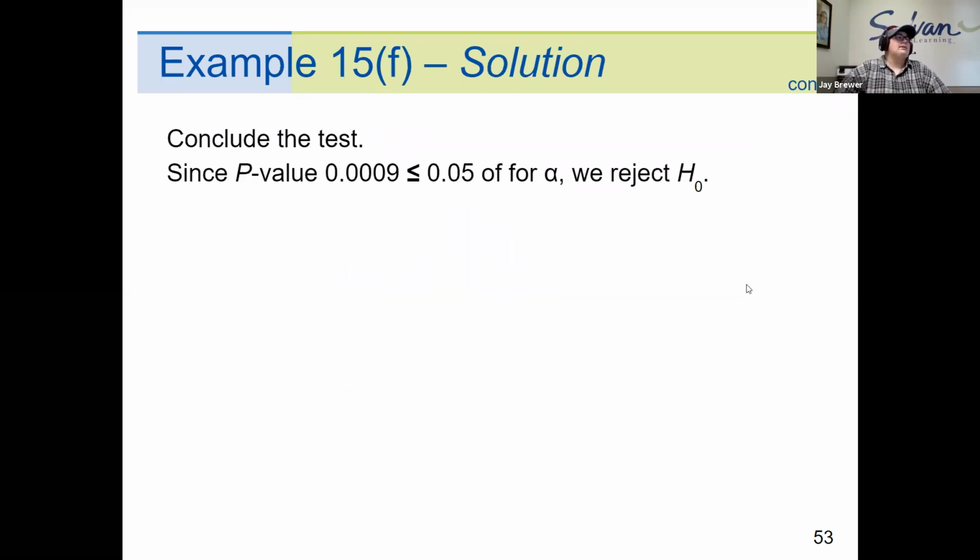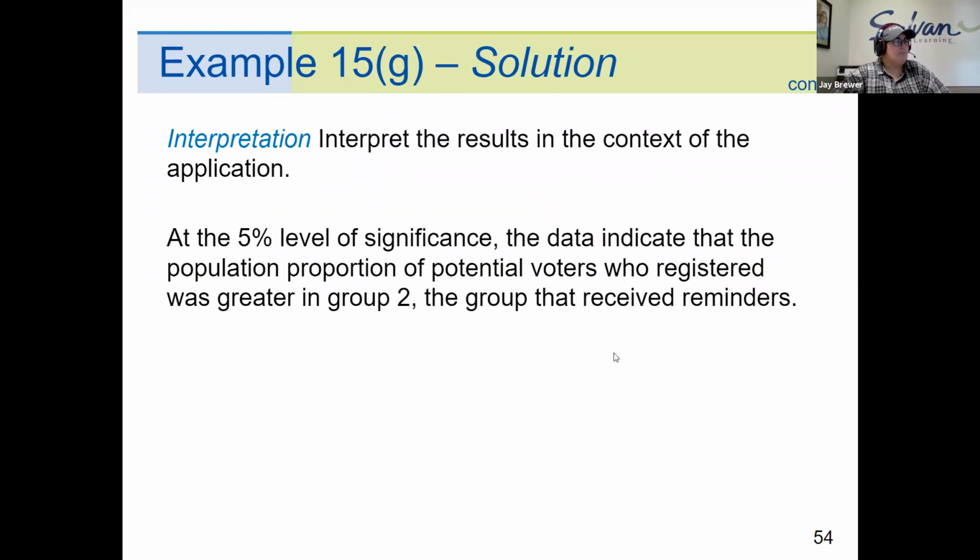Conclusion. Since the p-value is 0.0009, which is less than or equal to 0.05 for alpha, we reject the null. What does this mean? At the 5% level of significance, the data indicate that the population proportion of the potential voters who registered was greater in group 2, the group that received the reminders.